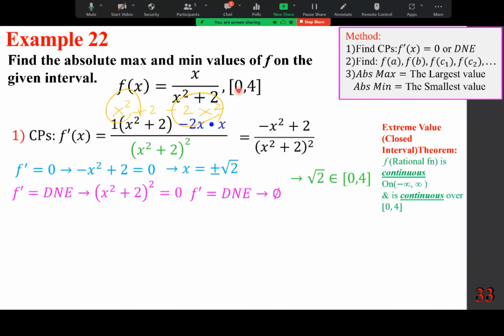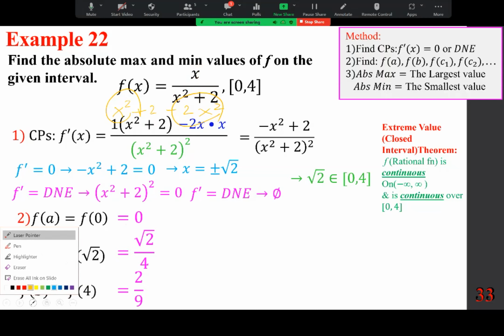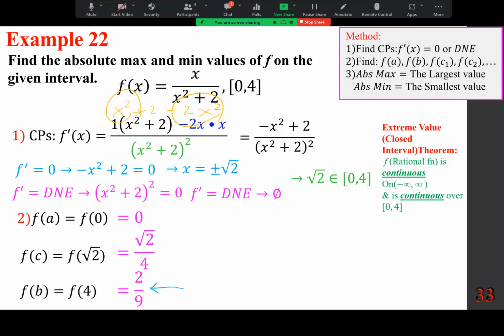So we can use A, B, and here's C. So we are going to evaluate them. If you plug in 0, I hope you realize you get 0 over 2, which is 0. If you plug in square root of 2, the top is square root of 2. The bottom is square root of 2 squared, 2, and 2 plus 2 is 4. So square root of 2 over 4. If you plug in 4, you get 4 over 16 plus 2, 4 over 18, and then you simplify, which is 2 over 9. Okay, everybody?